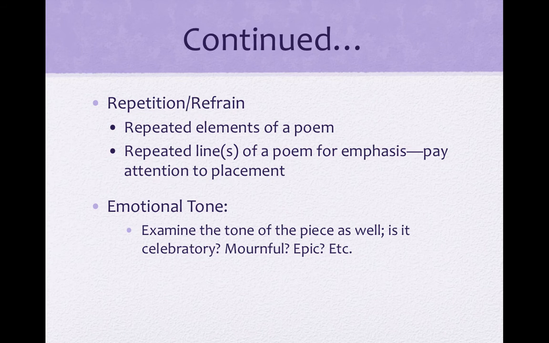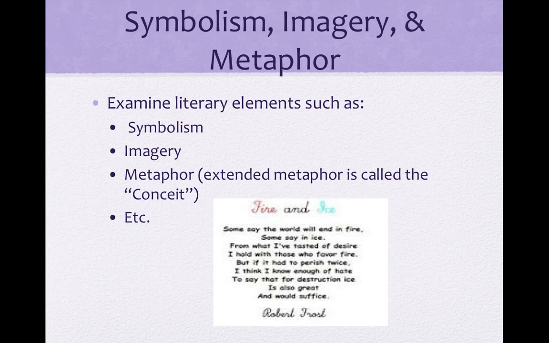You also want to look at repetition and refrain. So sometimes you'll have a repeated element or word. So for example, in "O Captain, My Captain," you have the word captain repeated over and over again. You also can have repeated lines or sections, so that would be called a refrain. So repetition is just elements, refrain is when you have whole sections or lines repeated. And then lastly, you want to look at the emotional tone. So examine how the piece is written. Is it celebratory? Is it mournful? Is it epic? Etc.